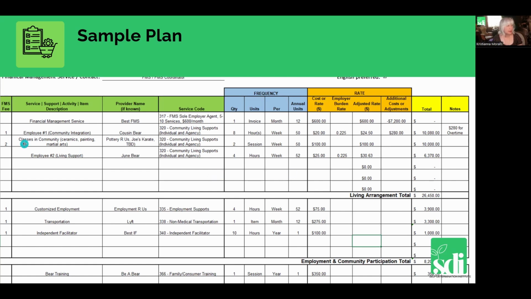The next thing he wanted to do is he said, I'm going to take some classes in the community. He listed the types of classes here. He used descriptive terms. He didn't say anything specific.